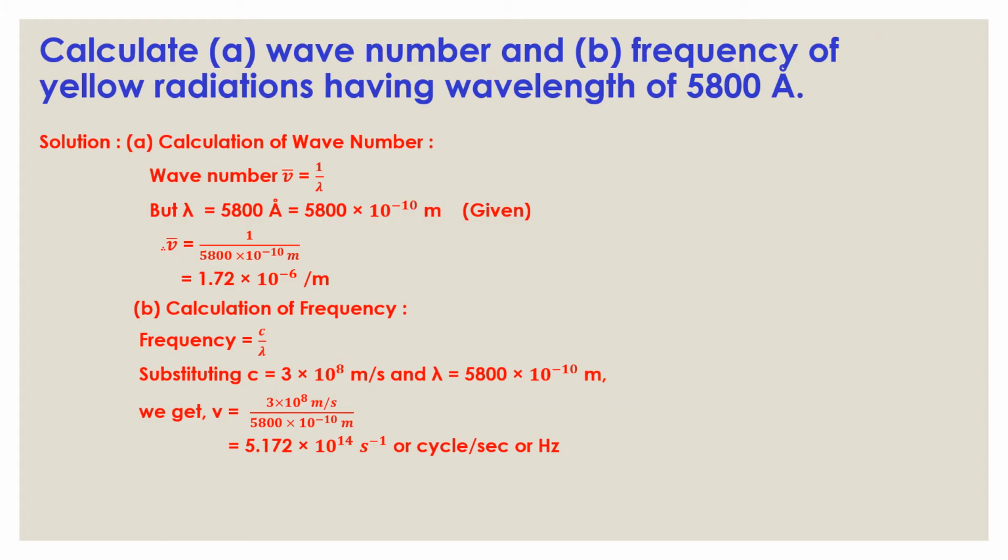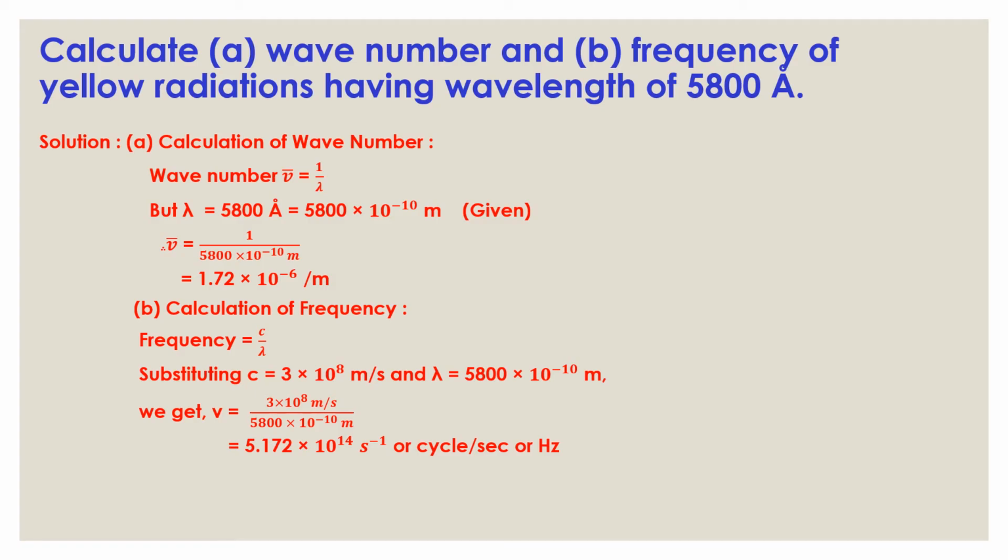Now this is one of the examples which we are going to discuss on that very numerical, that is c = ν × λ. The question is like this: you have to calculate the wave number first and then the frequency as well of yellow radiations having a wavelength of 5800 angstrom. So the question is this one. Now you have to calculate.